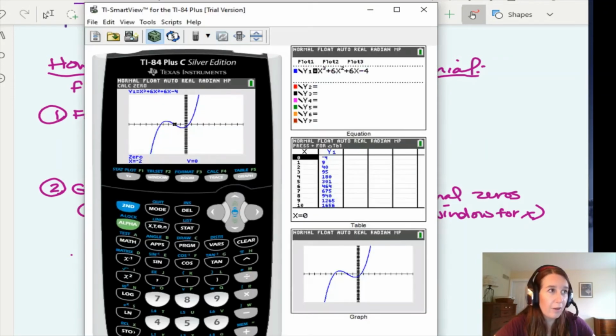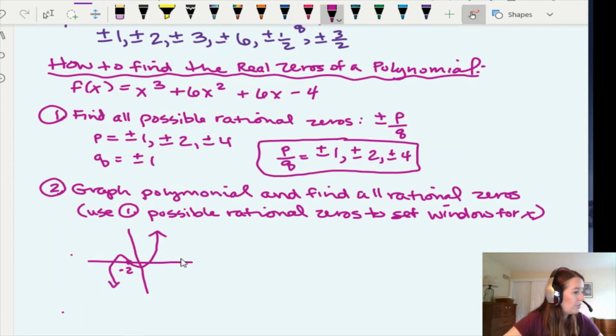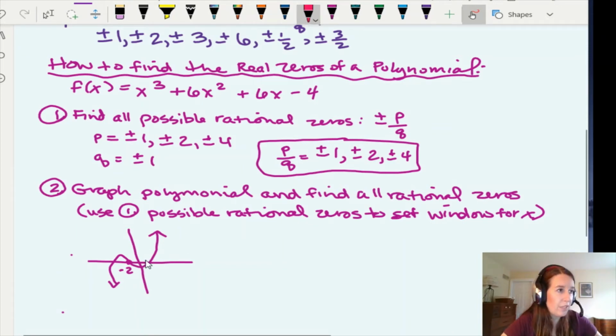Okay, so let's make a little sketch of our graph. Oh, I already forgot what it looked like. Oh yeah, there it is. Okay, so it goes like this, and then like this, and then like this, right? And that's lovely. And then this is our rational 0 here at -2. Okay, so that is step 2. And then you might want to note that these two zeros right here are irrational zeros because they are not 1, 2, or 4.